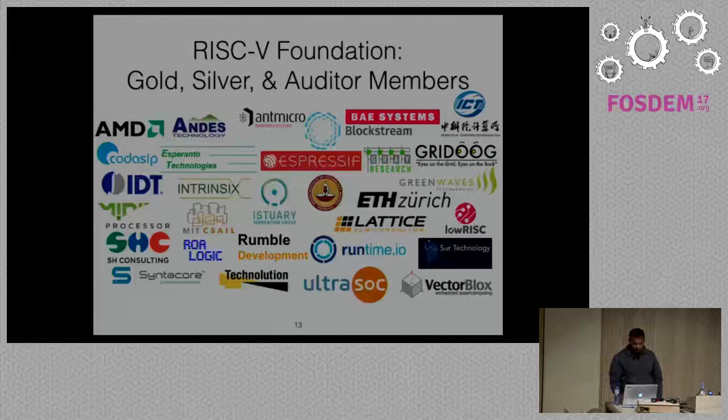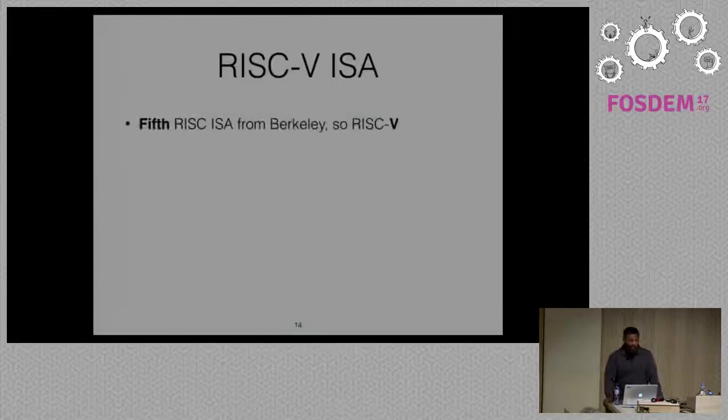So to go back to the RISC-V ISA, RISC-V is the 5th RISC ISA from Berkeley. The early RISC research was done at Berkeley and Stanford in the 80s. And so they've done a number of RISC chips over the years.